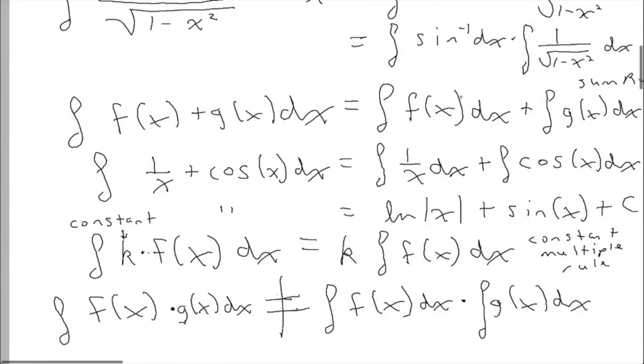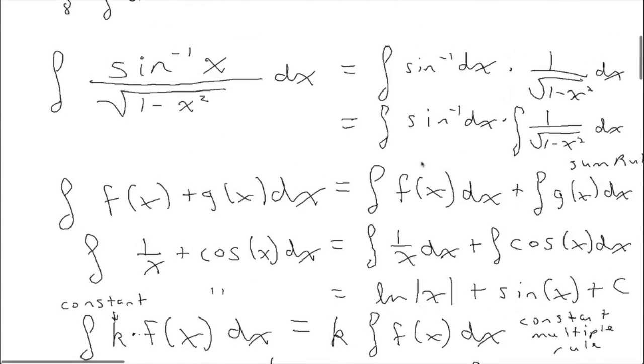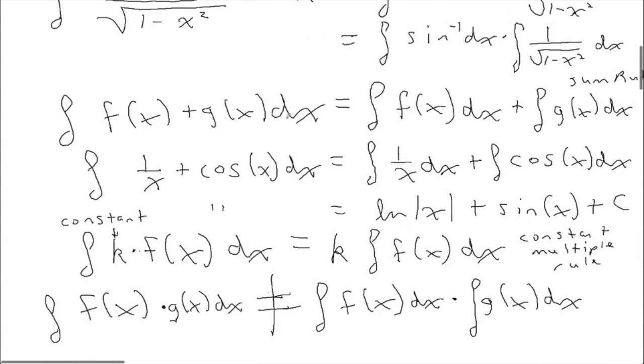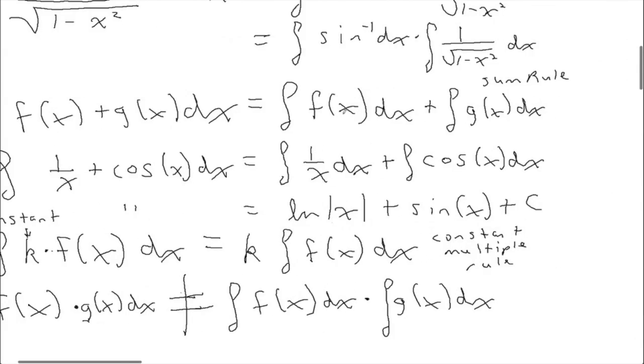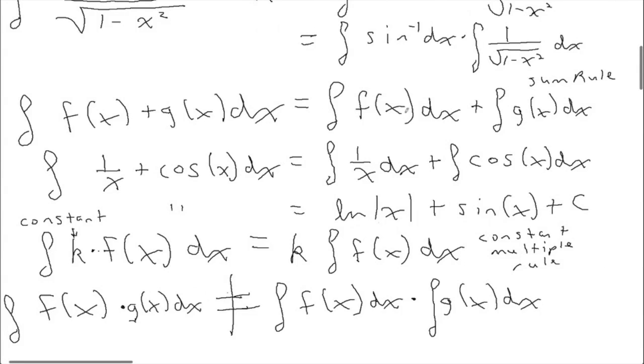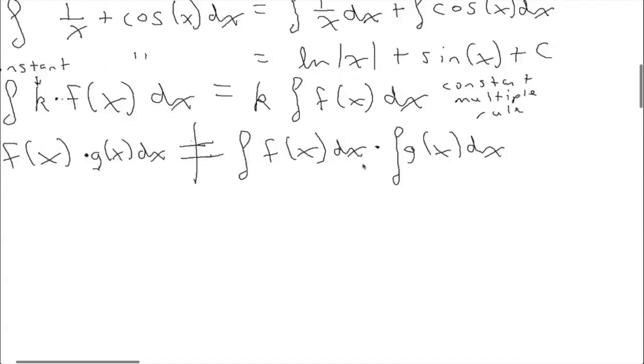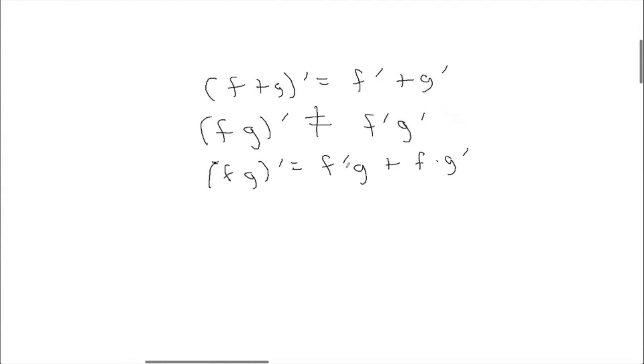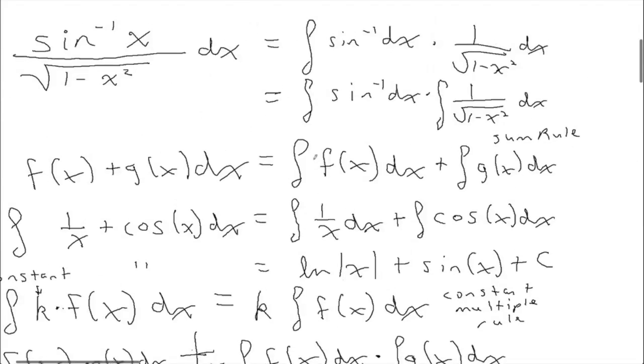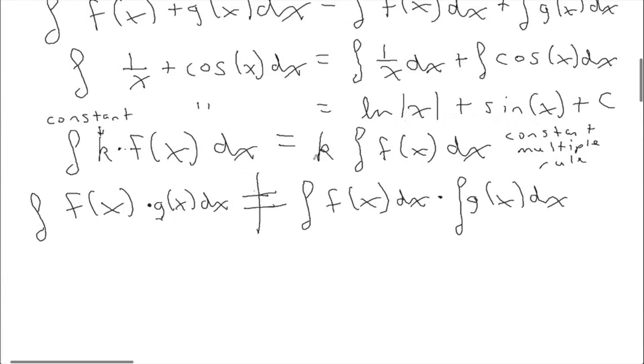So similarly, antiderivatives work nicely and smoothly for addition and for subtraction. The antiderivative of a sum is just the sum of the antiderivatives. But antiderivatives do not work nicely, they do not work smoothly for products. In fact, there's no product rule at all. At least for derivatives, there was some product rule, even though it was kind of complicated. But for antiderivatives, there's no product rule.